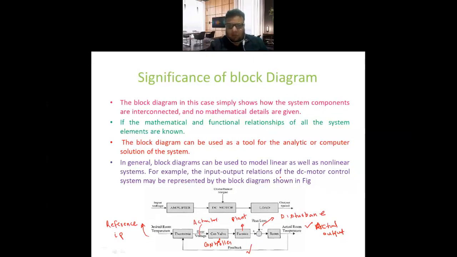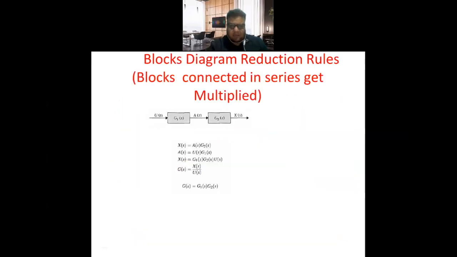So let's go straight to the block diagram reduction rules. We will be studying how blocks which are connected in series get multiplied, how blocks connected in parallel get added, and the summation rules. We will also see shifting a summing point ahead or behind, or a takeoff point ahead or behind, and there are some critical rules and the minor feedback rule. We'll state it in the next slide. So let's go. Here you can see this is simple.